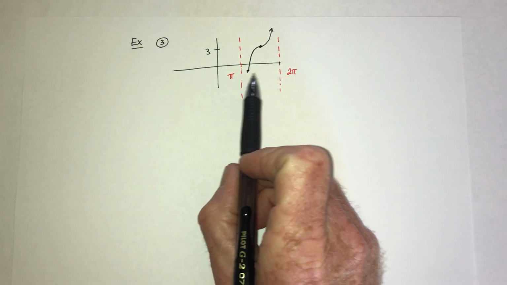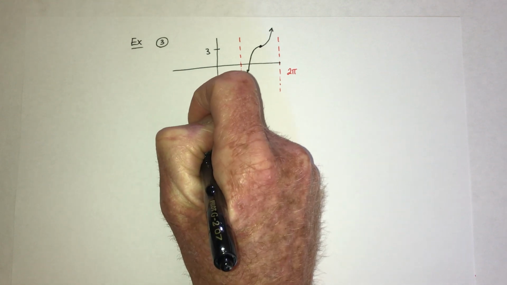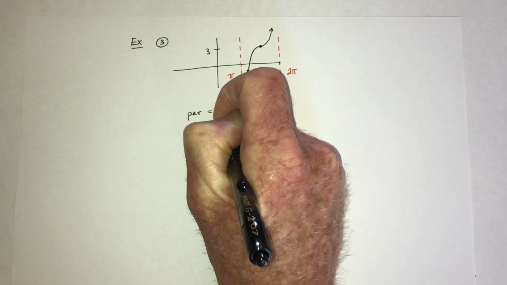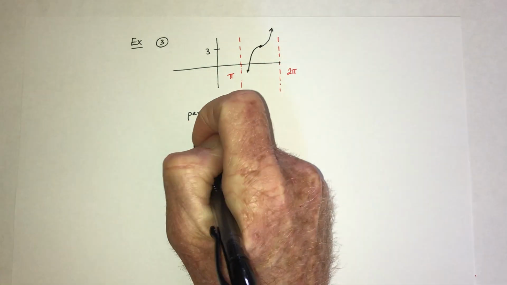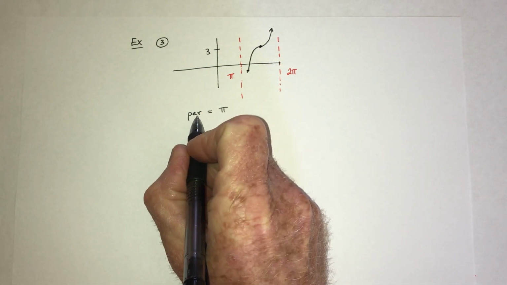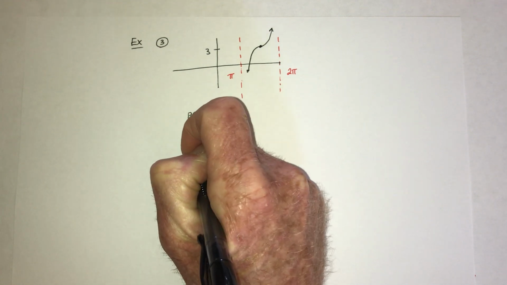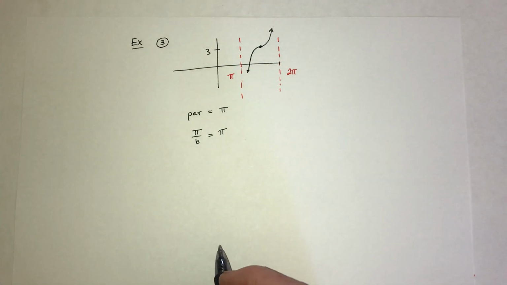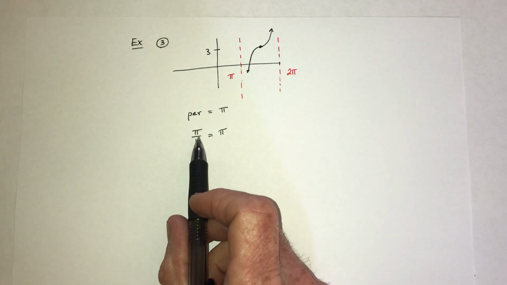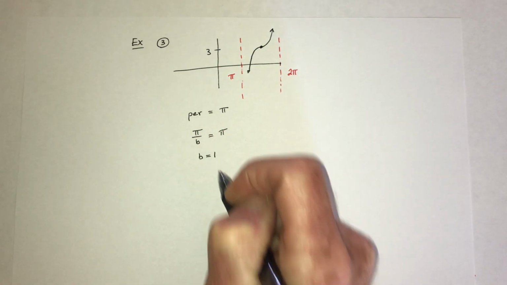So going from 1 pi to 2 pi, that's a length of pi. So that means that the period is equal to pi. When it's sine and cosine, the formula is 2 pi divided by b for period. But for tangent, it's pi divided by b. And pi divided by 1 would equal pi, so that means that b is equal to 1.